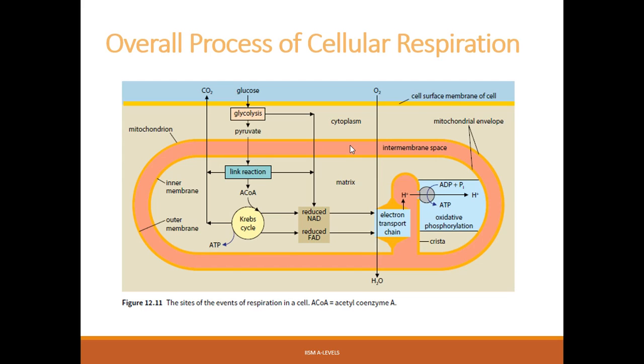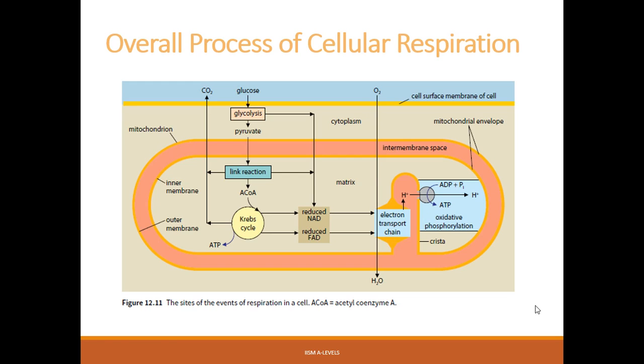So the diagram that you see here summarizes the location of each stage in cellular respiration. As you can see, glucose that is absorbed by the cell will be broken down to pyruvate in the cytoplasm. Pyruvate will then move into the matrix of mitochondria to undergo the link reaction, where it is changed to acetyl and combined with coenzyme A to form acetyl-CoA. Acetyl-CoA will then move into the Krebs cycle, where it will combine with oxaloacetate to form citrate.